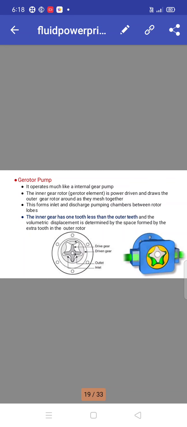Then the G-rotor pump. It operates much like the internal gear pump. The inner gear rotor is power driven and draws the outer gear rotor around as they mesh together. This forms inlet and discharge pumping chambers between rotor lobes. The inner gear has one tooth less than the outer gear, and the volumetric displacement is determined by the space formed by the extra tooth in the outer gear rotor.